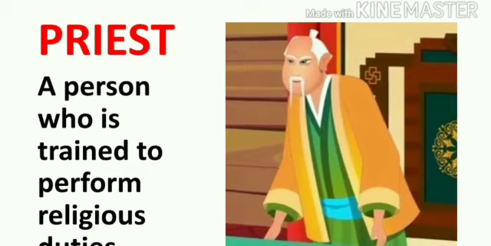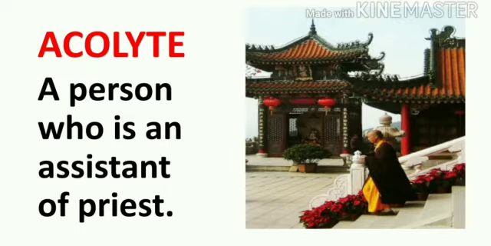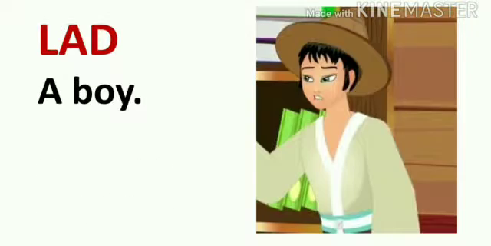Now we will look at the new words. Priest. What do you mean by priest? Priest means a person who is trained to perform religious duties. Acolyte. Acolyte means a person who is an assistant of a priest. Lad means a boy.